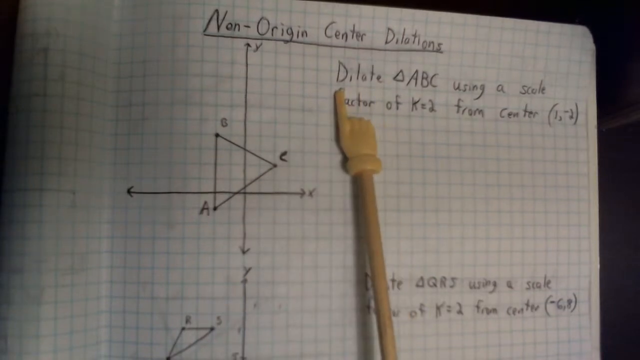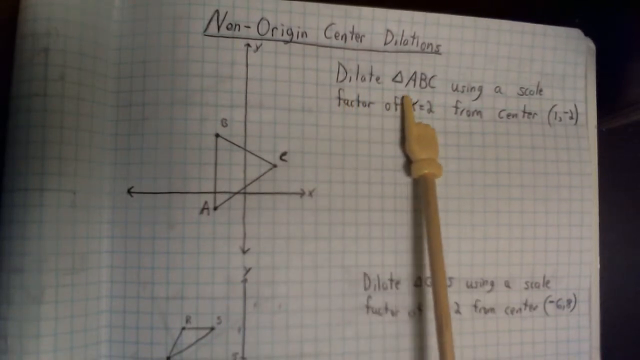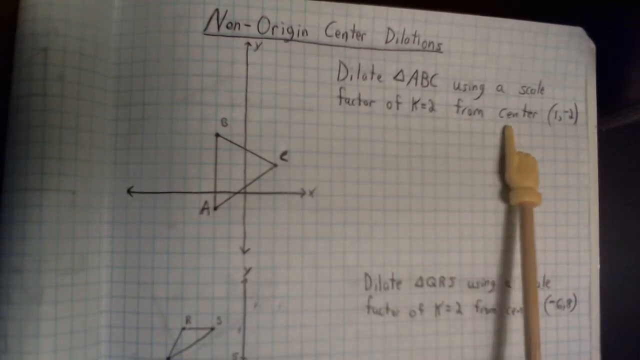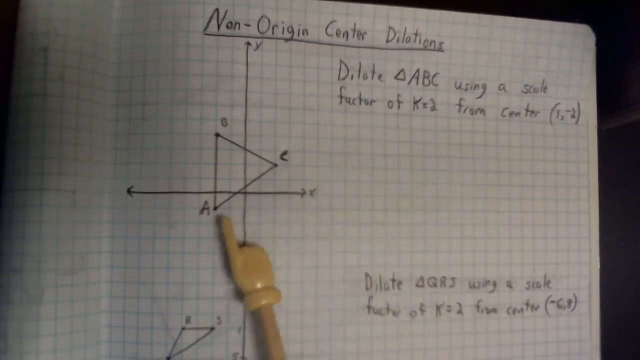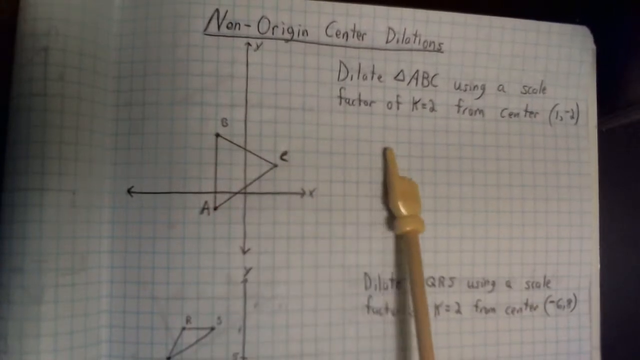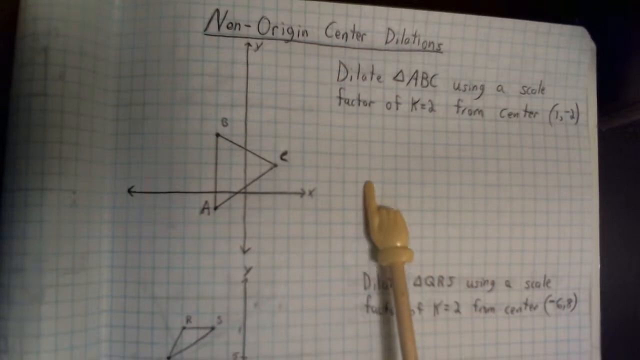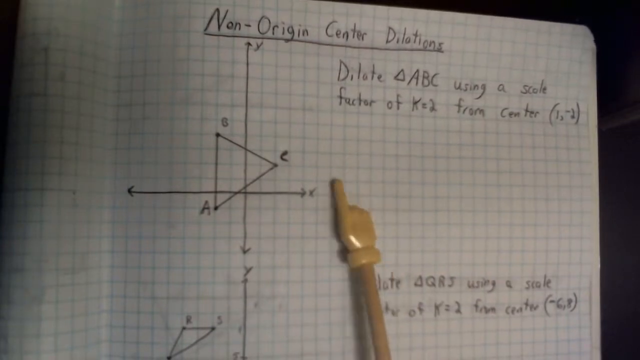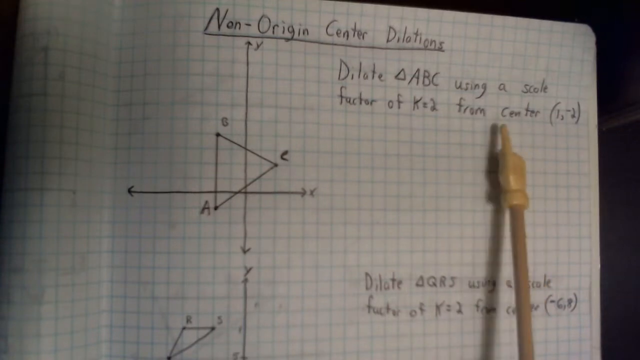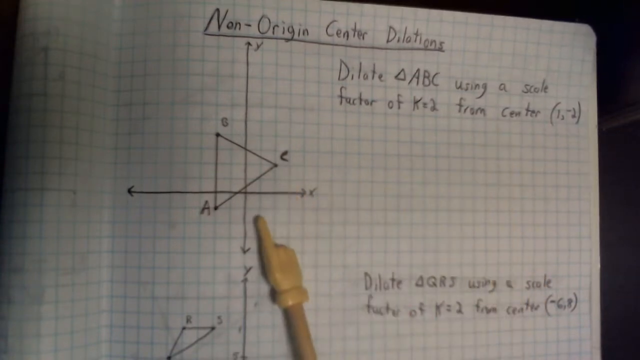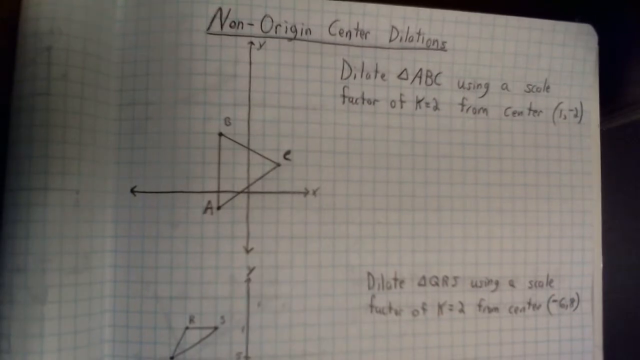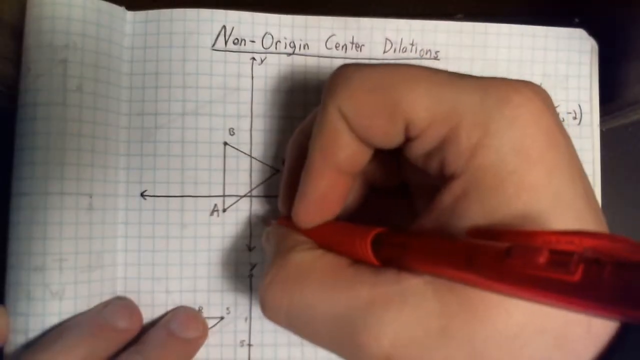Now, this first example tells us that we're going to be dilating triangle ABC using a scale factor of 2 from center (1, -2). So here's our triangle. The coordinates are not listed because we're not really going to be too concerned about doing any sort of multiplication for this. Again, we're going to be sticking with just the counting method. So we want to put our center down on paper, (1, -2). So let's mark our center.